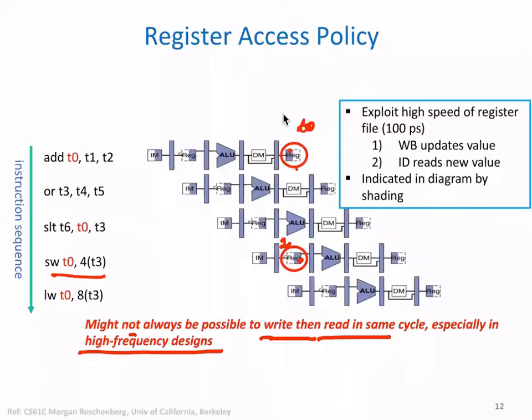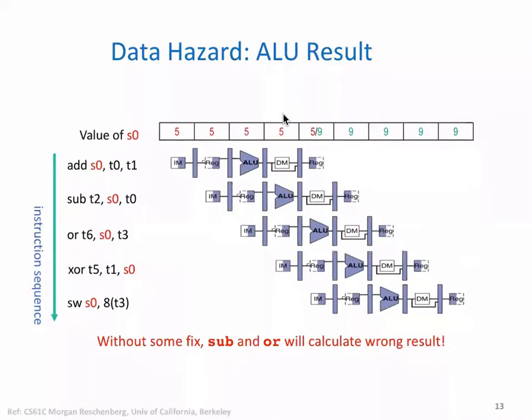However, we have seen that we are still using T0 much before its actual value is available. So this may result in a wrong result, right? Because it's not available. So we need to do something about it. Okay. All right.